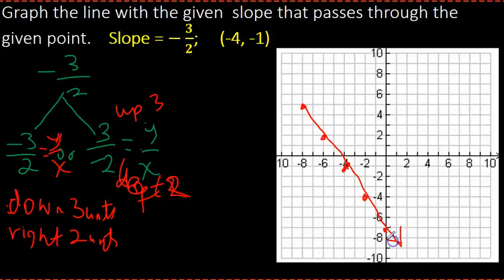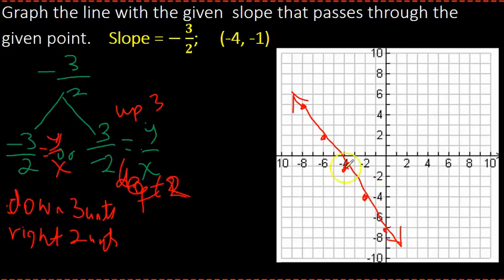You can just connect the dots. You can keep going as far as you want. But remember to put arrows to show that these lines keep going. So as long as you take 3 units up, 2 units left, or 3 units down, 2 units right, you get points on this graph.